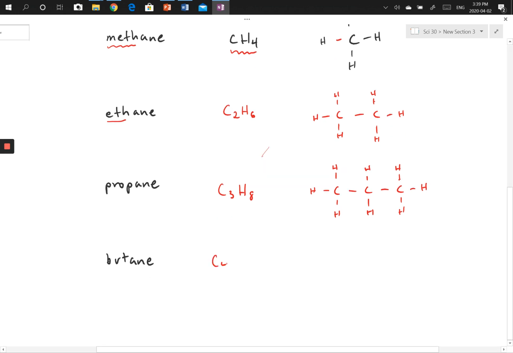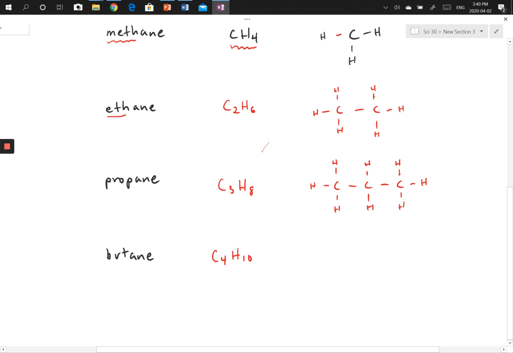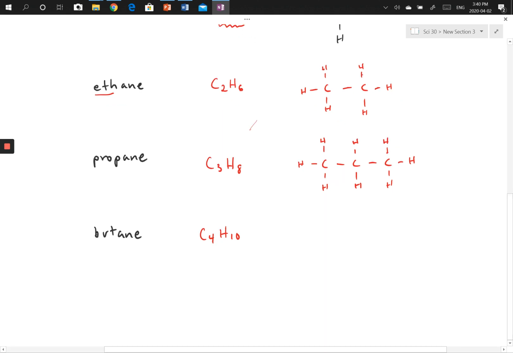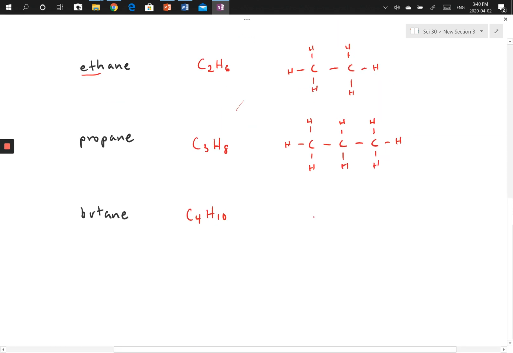Now butane, let's do this one a little bit differently. Butane is 4 carbons, so 4 times 2 plus 2 is 10. And butane is like lighter fluid. Now we're going to do the condensed formula for this one. So I'm going to draw my carbons in here. So I have 4 carbons.